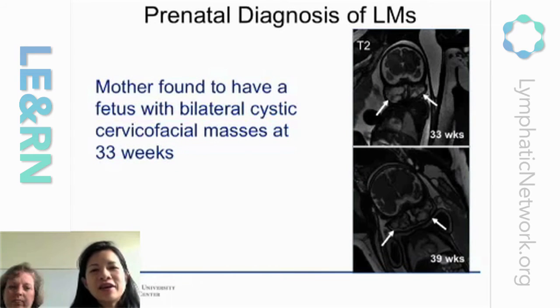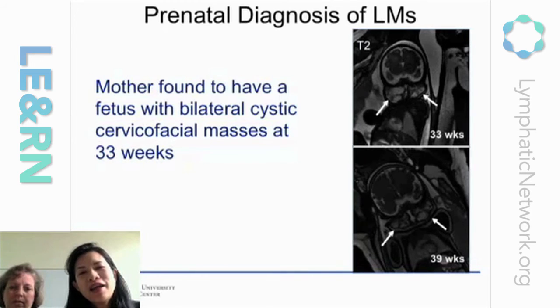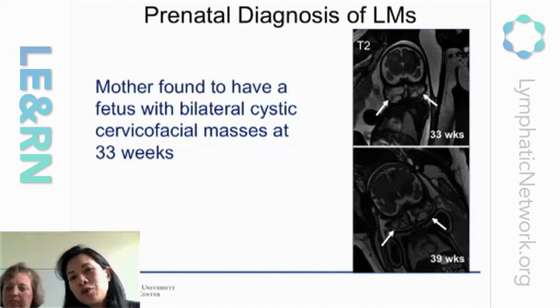And then I can tell you some of the more exciting developments now is that we can actually tell if someone is going to have an LM even before they're born. It's a picture of a baby. Basically, we can actually see suspected lymphatic malformations by ultrasound during routine prenatal care.